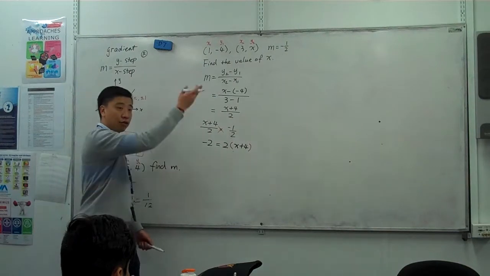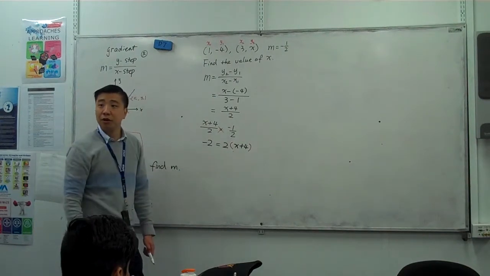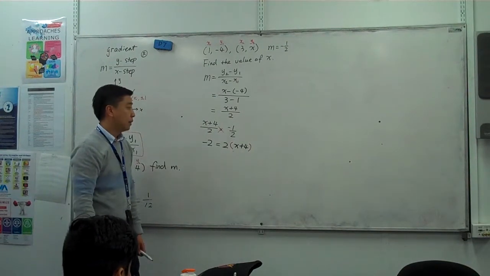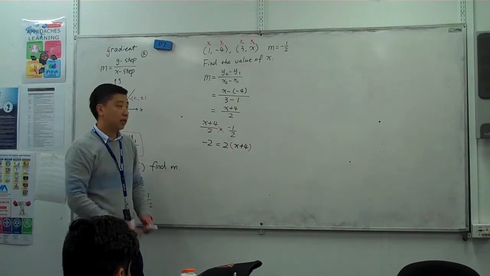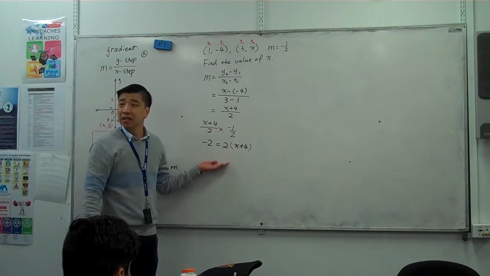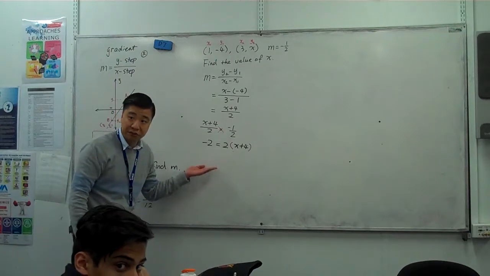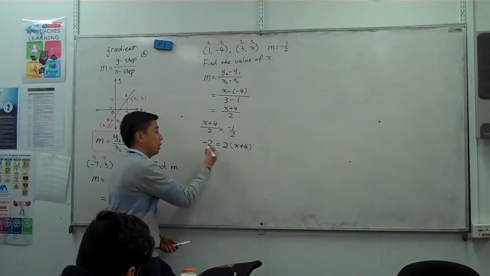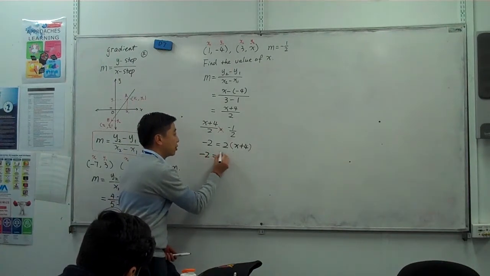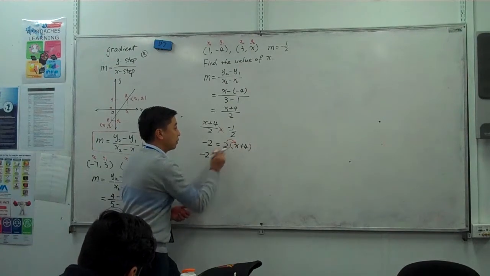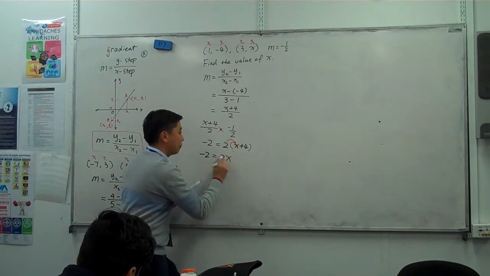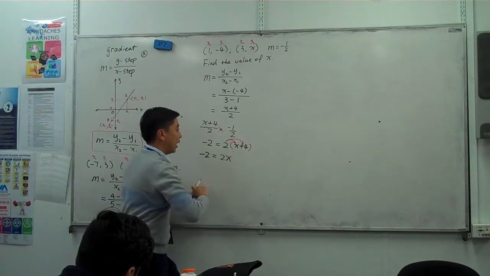Okay? Alright. Cross multiplication. You multiply diagonally. And then we expand the bracket to solve linear equation. So you can see that's why we do linear equation first. Alright, that's very important. We continue. -2 equals expand 2x plus 8.